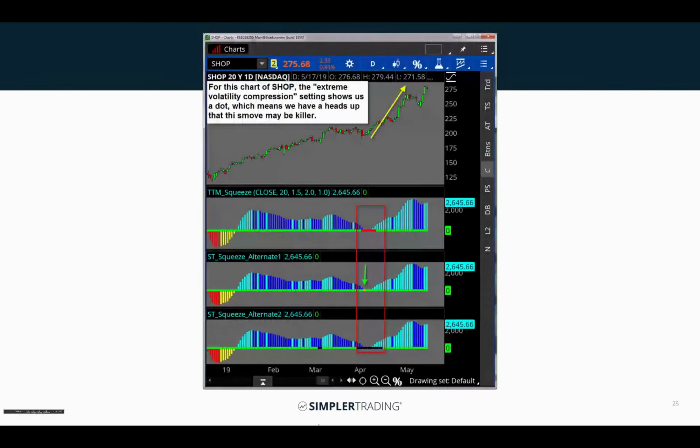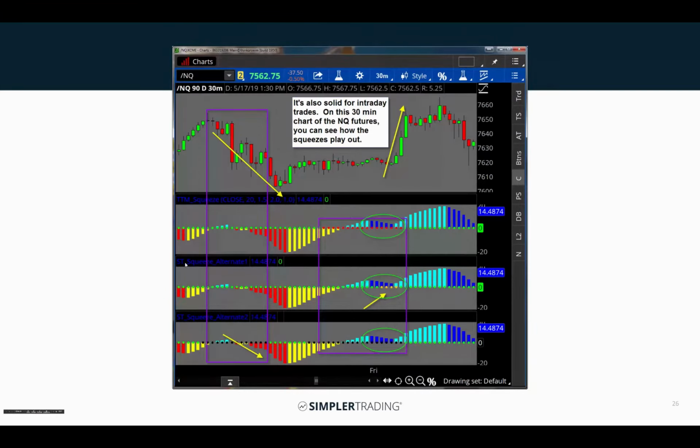So here's Shopify. This is one that's been all over the place here, but recently here we had the normal squeeze, but also we had that heads up. We had that squeeze going, ooh, if that's going to be involved, this is probably going to be a bigger than normal move, right? So it's nice when that appears. It doesn't happen very much, but when it does, I want to know, all right? And it doesn't have to be just weekly charts or daily charts. This is a 30-minute chart of the NASDAQ. Choppity, chop, chop, chop. Oh my gosh, we get the orange ones, which are rare.